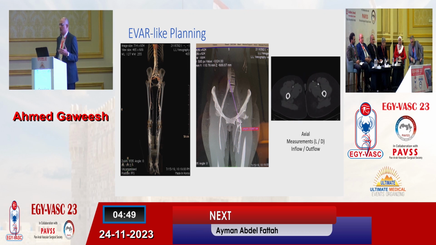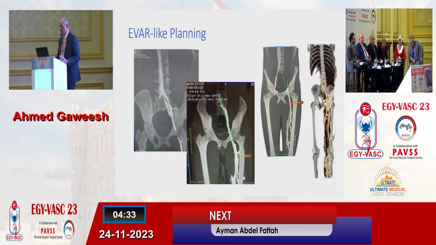We take the measurements, we do the axials and the longitudinal sections, the MIP images, and we have everything pre-planned. We don't rely very much on what we see in the venogram because it can be very much deceiving.